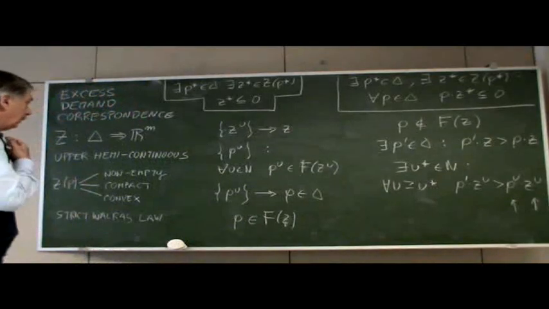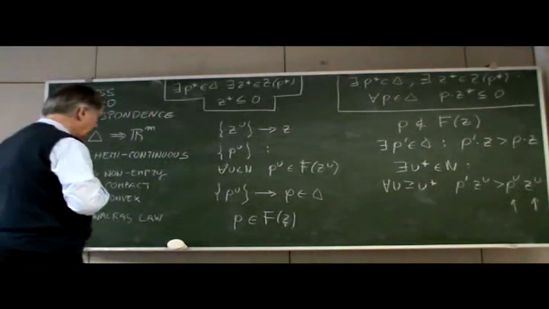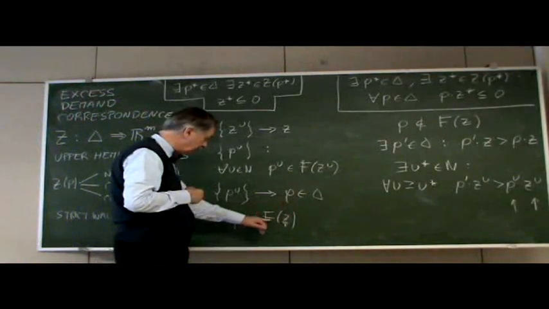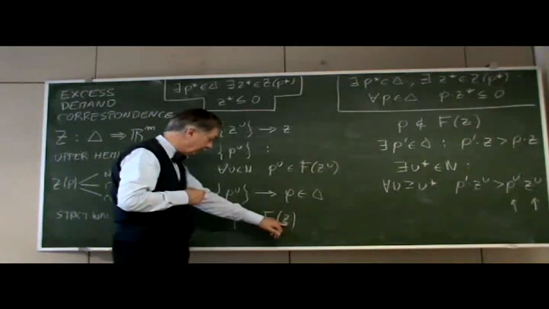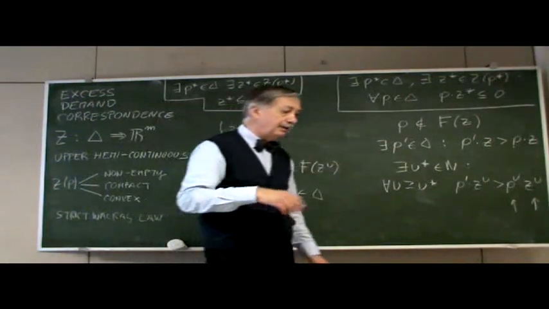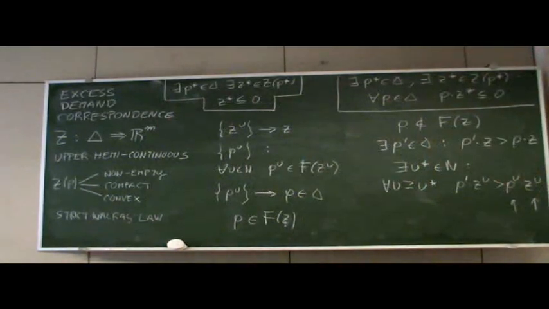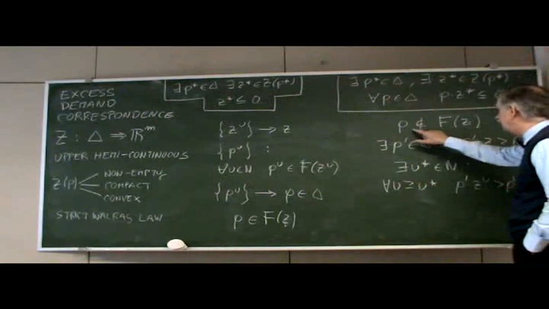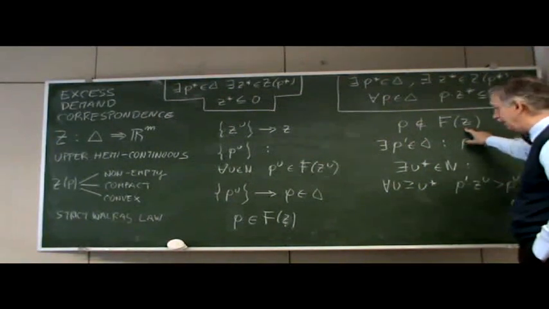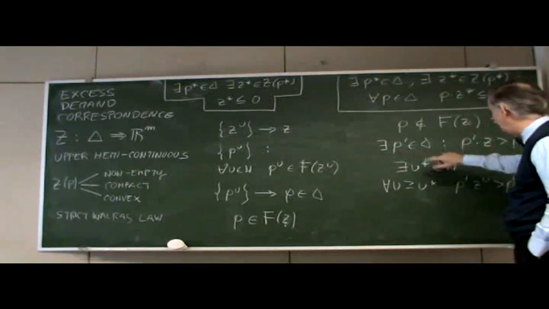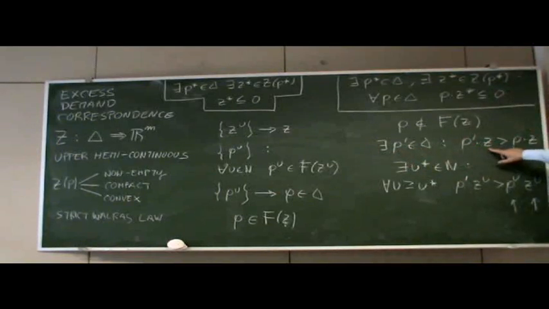So in order to prove upper semicontinuity, we must prove that this limit price system p belongs to the f of the limit point z. In other terms, that p maximizes the value of z. Suppose that this is not true. p does not belong to f of z. But this means that there exists another price system p prime in delta which associates with z a value which is greater than the value associated by p.